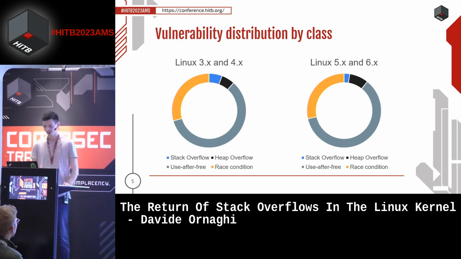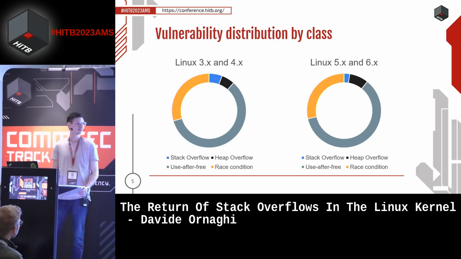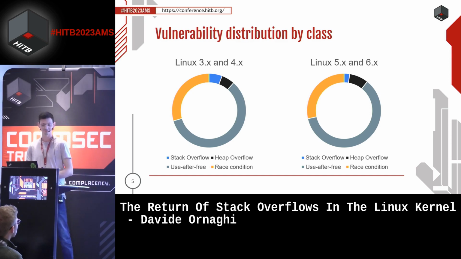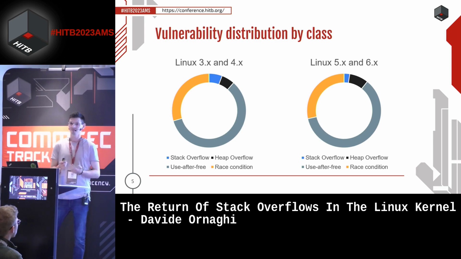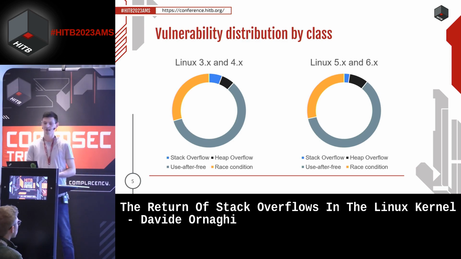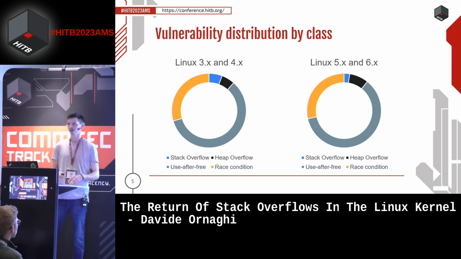So I got some pie charts for you. On the left, we have Linux 3.x and 4.x, so about 10, 12 years ago. And on the right, 5.x and 6.x, pretty much the most recent versions. And I tried to categorize them into 4 different types of classes. Of course, we know that this definition is not practical because they might overlap. A particular race condition might trigger heap overflows in some specific cases. But it's just to give the idea that stack overflows have been pretty much killed nowadays, and we're trying to bring them back.